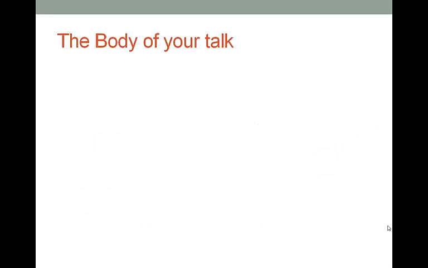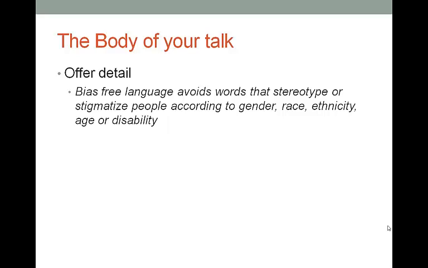Once you've completed your introduction, move on to the body of your talk. Offer details about your subject. In the introduction, we stated that the topic would be defined, so here we've started with that definition. Bias-free language avoids words that stereotype or stigmatize people according to gender, race, ethnicity, age, or disability. This might be followed by an explanation of why it's important to use bias-free language. This answers the question for your audience, why should I care about this topic?